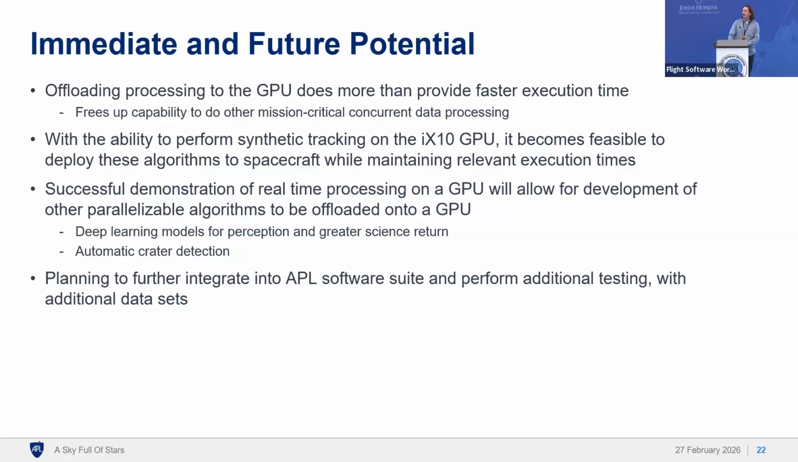Some immediate and future potential. Offloading processing to the GPU does more than provide faster execution time. It's freeing up our capability to do other mission critical and concurrent data processing. With the ability to perform this on the iX10 GPU, it's feasible to deploy these algorithms to spacecraft while maintaining relevant execution times. And this demonstration is basically going to open us up to more development of other parallelizable algorithms to be offloaded on a GPU, like automatic crater detection, or deep learning models.